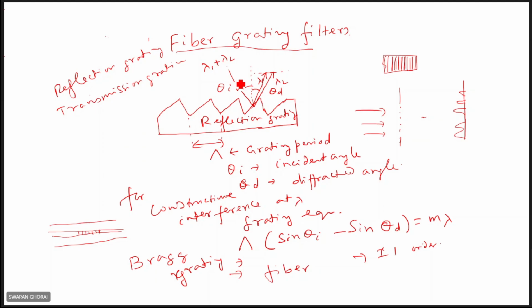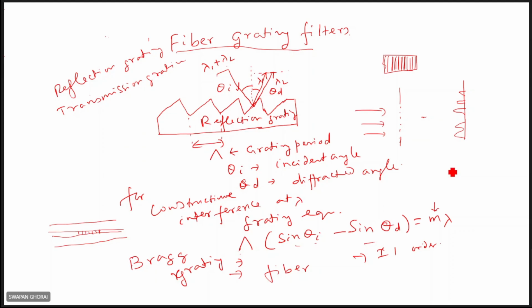In fact, it follows the constructive interference of the grating equation, that is, capital lambda times sine theta I minus sine theta D equal to m. That is the diffraction relation, where theta I is the incidence angle and theta D is the diffraction angle. It is the same for transmission gratings as well as reflection gratings. m is the order of interference: first order, second order, third order, like these. But for fiber Bragg gratings, generally m equal to 1. I told you it will be plus minus 1.